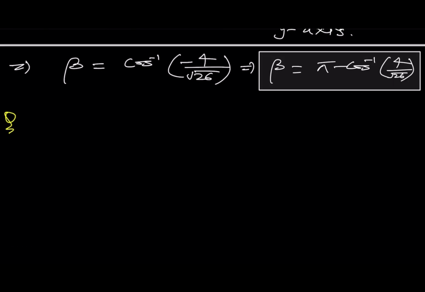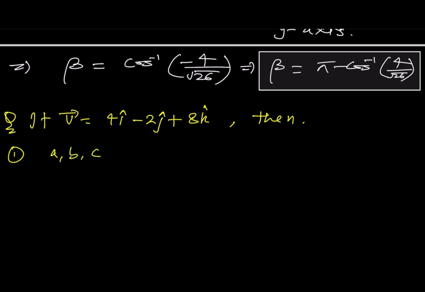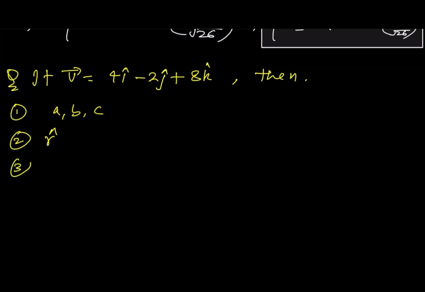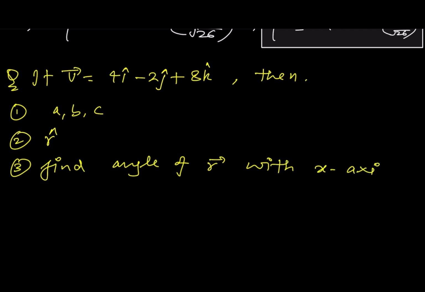Question is, if p vector is equal to 4i cap minus 2j cap plus 8k cap, then first a, b, c, means you have to find the direction ratios, second r cap, and third find the angle of r vector with the x-axis. Okay, again a very simple question.